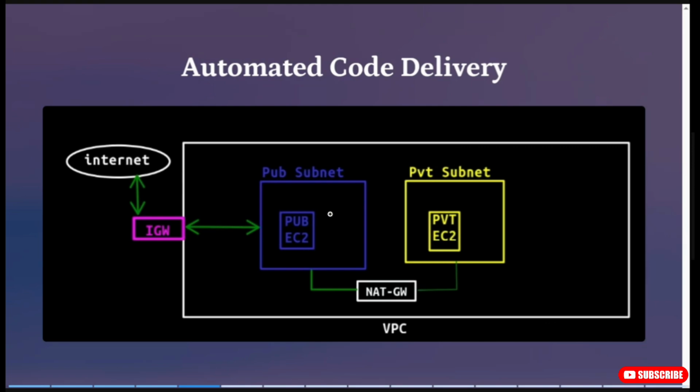Firstly, we can log into the public instance. We need the credentials of the private instance. Then only we can switch to it. We can do SSH to it. So how exactly this architecture is made, we will see.